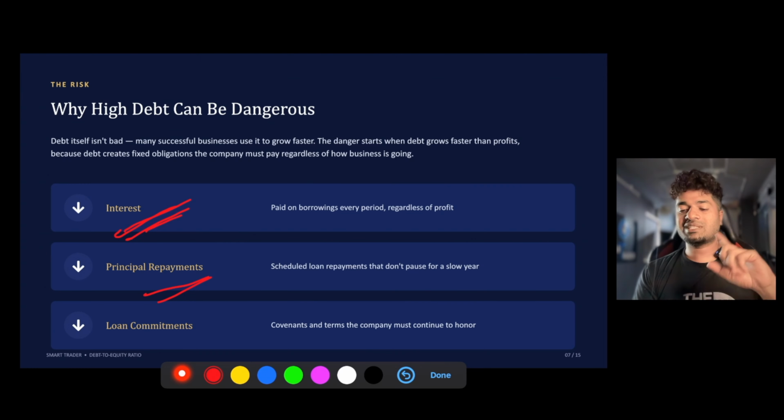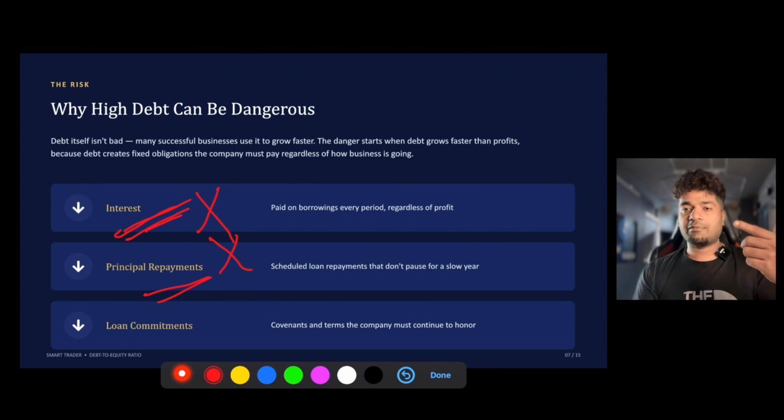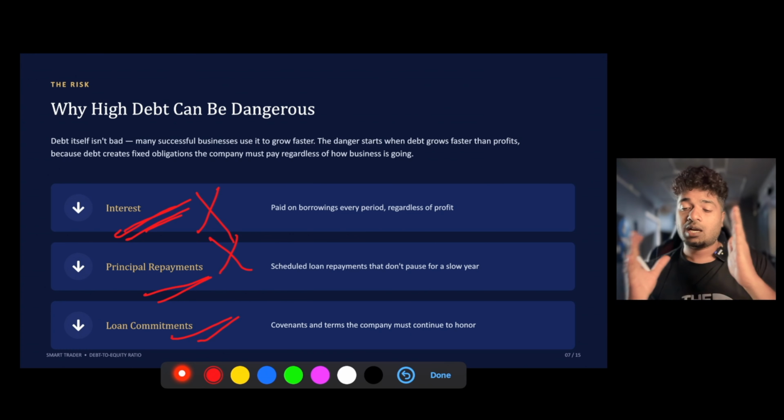So what if the business goes down? They will not be able to pay this, and many companies cannot come back from that particular level. And also there will be a lot of loan commitments. The lender who is giving the loans will impose a lot of commitments, saying you cannot use this. There will be a lot of restrictions which can affect a company's growth.